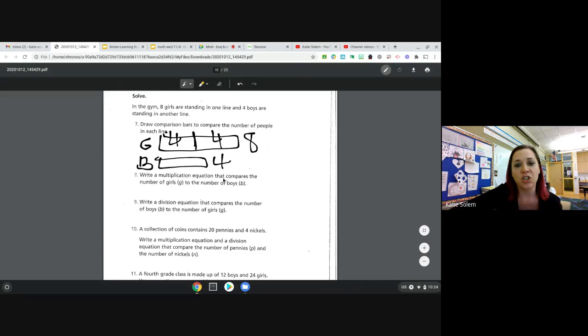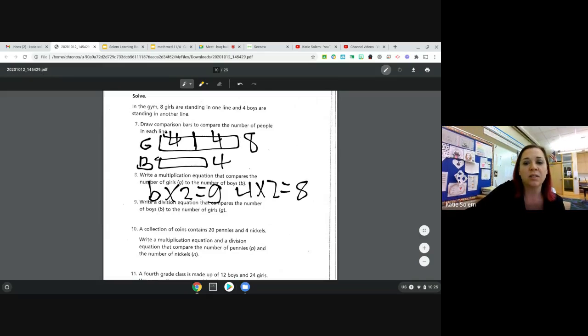Write a multiplication equation that compares the number of girls to the number of boys. Well, there are 4 boys and 8 girls. How many times more girls are there? Well, 4 times what would get us to 8? Did you say 2? So we know boys times 2 equals girls, or 4 times 2 equals 8.